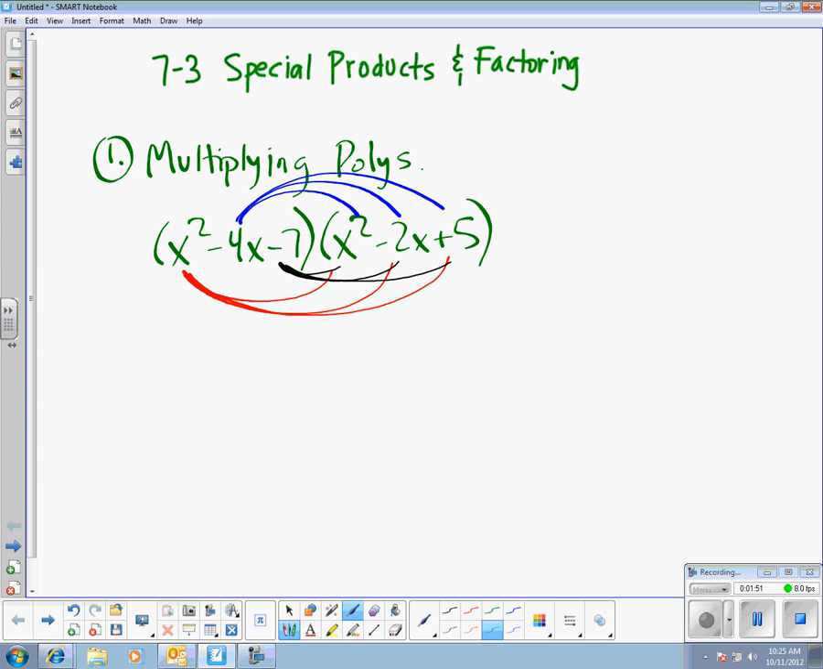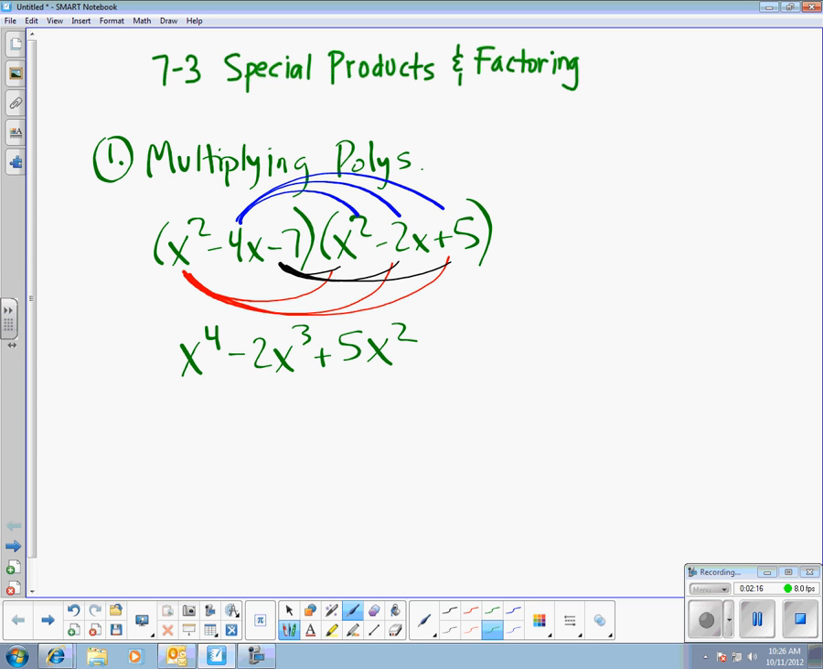So mistakes that happen here usually are just missing a sign or a small mistake that you know better on. So when I distribute my x squared through all three terms in the second polynomial, I get x to the fourth minus 2x cubed plus 5x squared my first time through. Now I'm going to group these terms vertically. You don't have to do this, but I would suggest it.